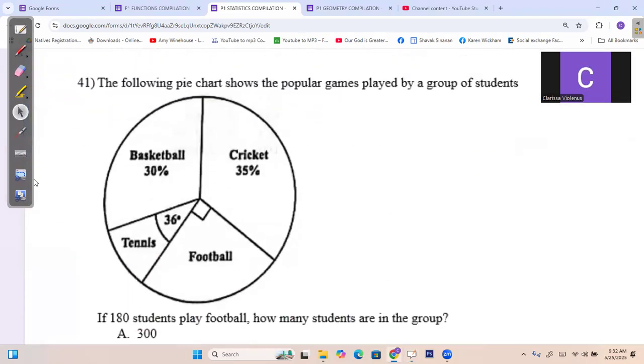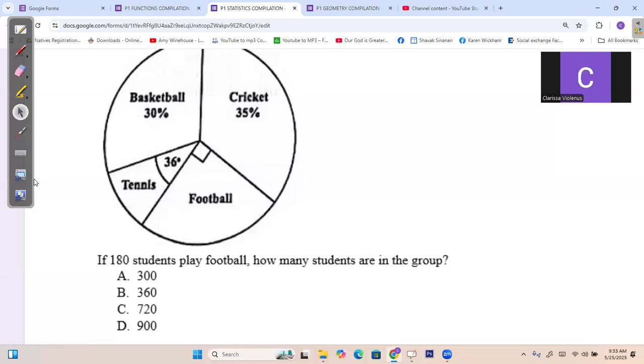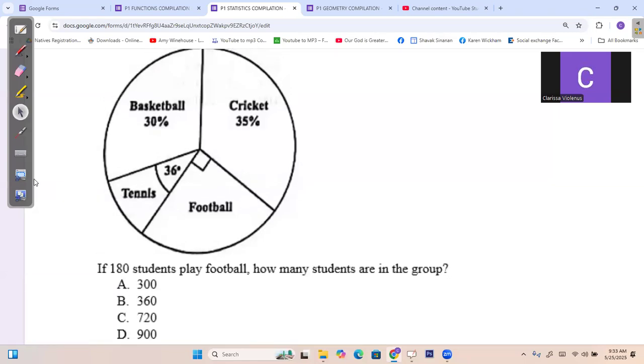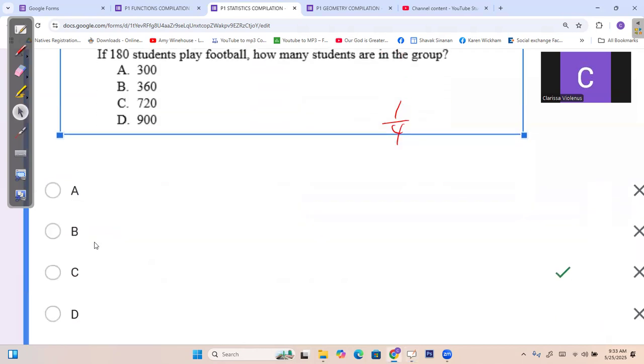All right. Thank God we did this. It says if 180, how many students in the group play football? You've got to be careful still. Football is a quarter. It's the same question, so the answer is C, 720.